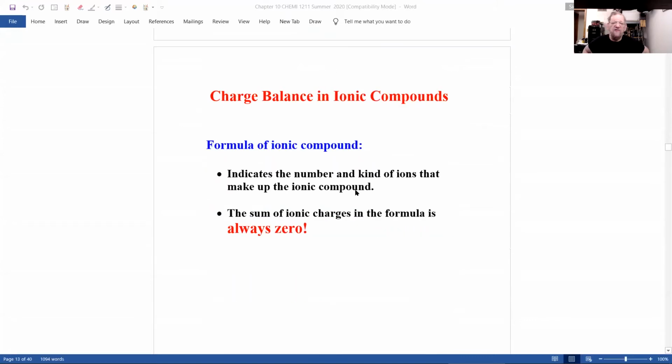Now, when you form an ionic compound, charge balance is important. And this dictates what the molecular formula is, like sodium chloride. Why is there only one sodium and one chlorine? Well, we're going to find out. The formula indicates the number and kind of ions that make up an ionic compound.